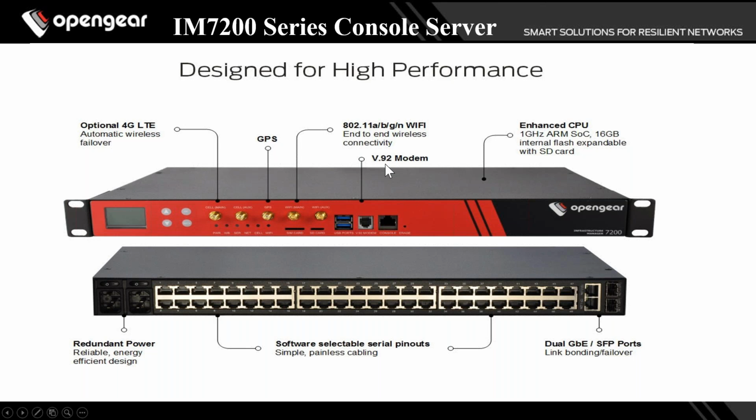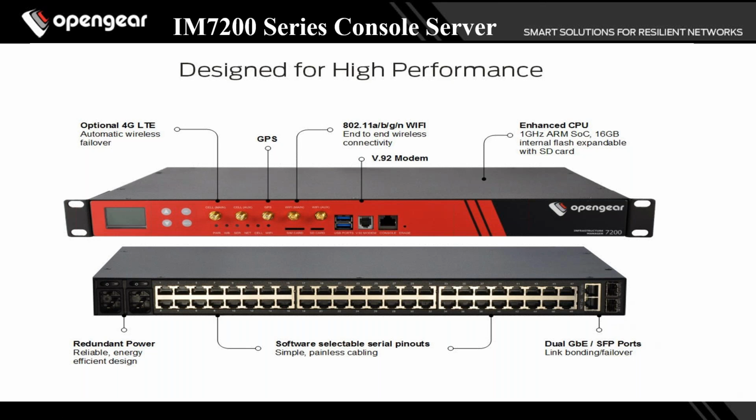There's still a V.92 modem built in, and there's a gigabit ARM processor with 16 gig of internal flash storage. And you can put in SD cards and USB storage on top of that. Down the bottom, you have redundant power, whether that be AC or DC. The pinouts are software selectable. We have everything from an 8-port through to 48-port. And as I mentioned before, there's dual gigabit or dual fiber.